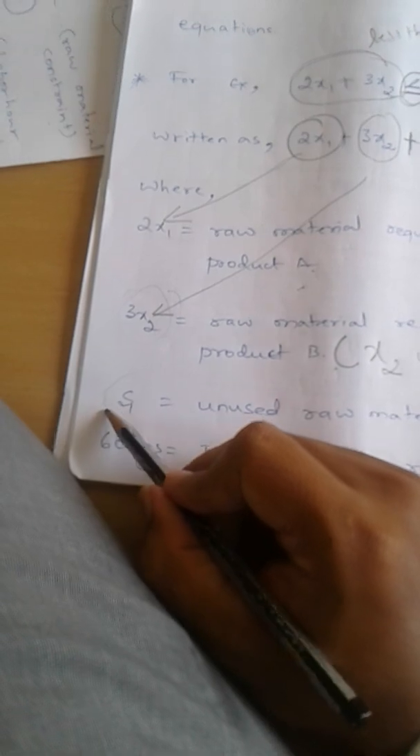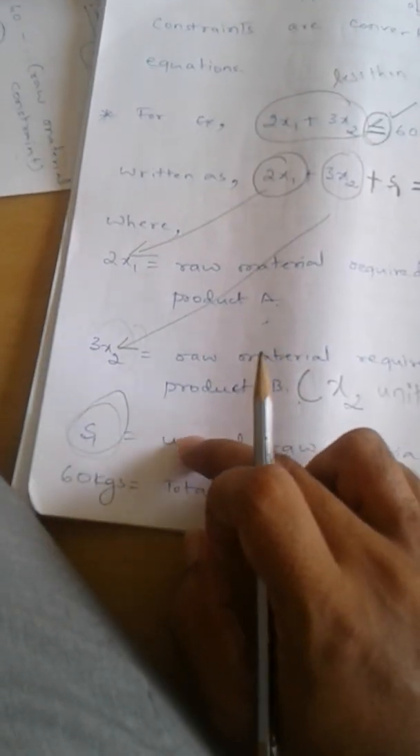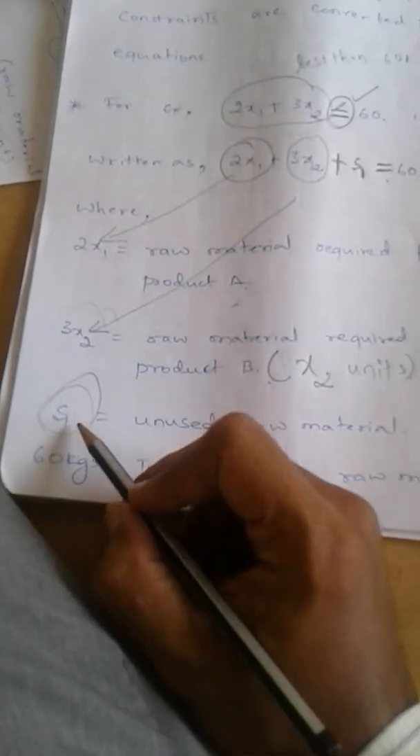And finally we will see what is s1. s1 is nothing but, after manufacturing product A and product B, certain raw materials will be unused. That is nothing but s1.